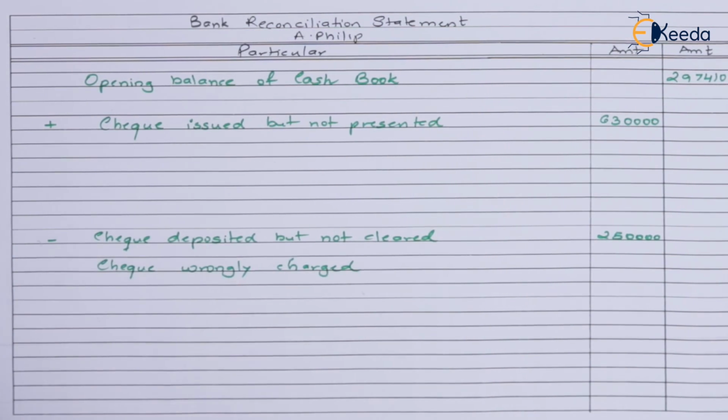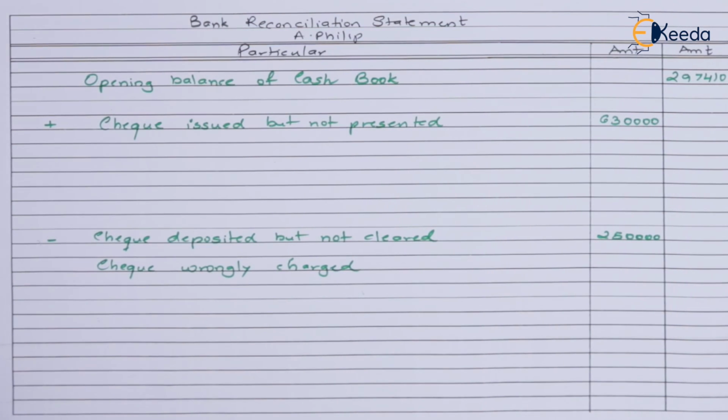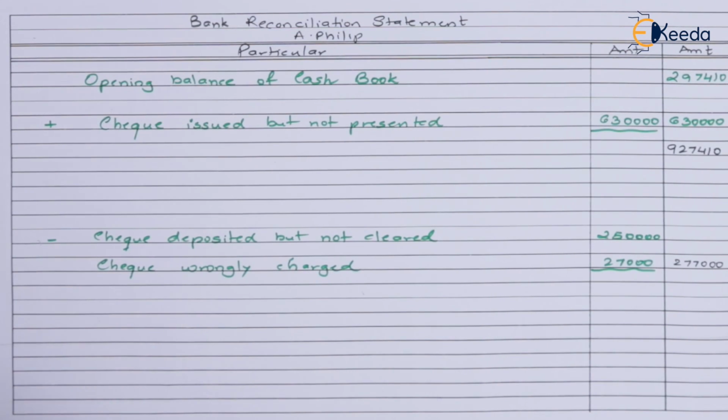As this specific transaction has been already passed in the passbook here, the next effect that you have to take care of is the cash book, because we are dealing with the favorable book. So in the cash book it has to be subtracted. It is a correct book, hence it will be subtracted there. So the total of 6,30,000, that is the added amount, plus the opening balance gives you 9,27,410. And the total of 2,77,000 is also mentioned, that is supposed to be subtracted.